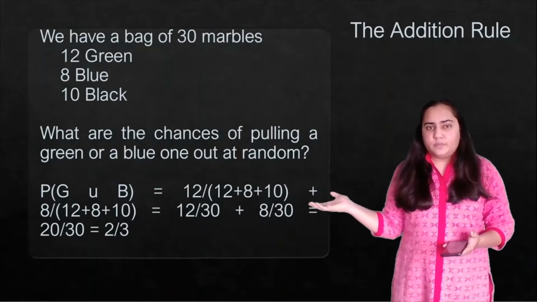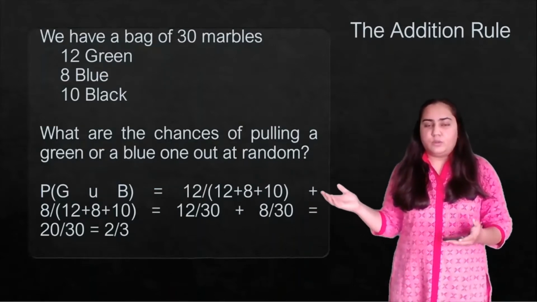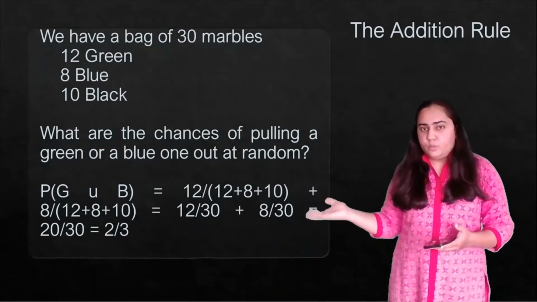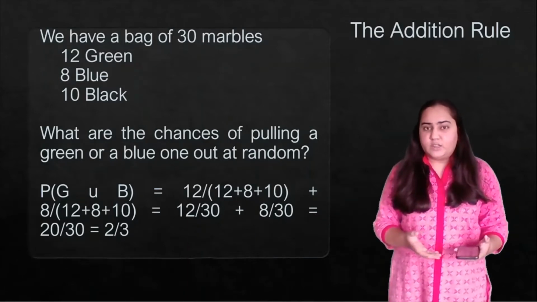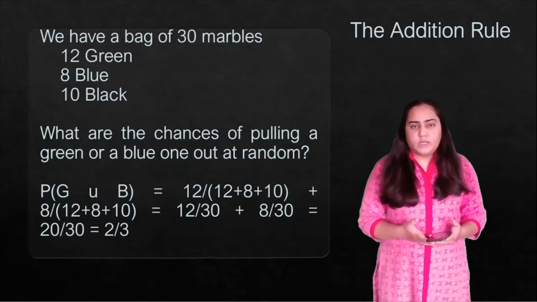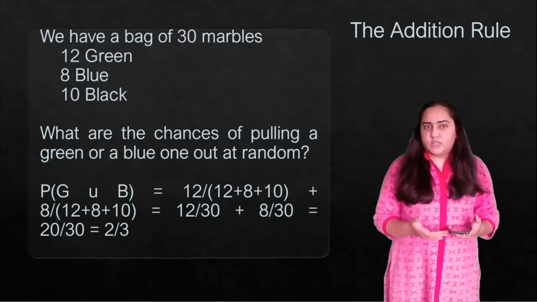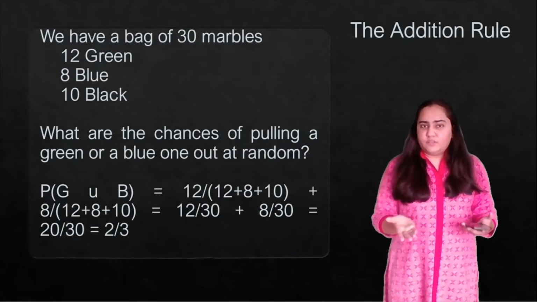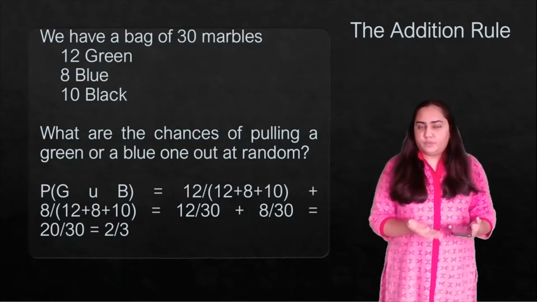And using this, probability of getting a green marble or a blue marble would be simply probability of getting a green marble plus probability of getting a blue marble. So what is the probability of getting green marbles? There are 12 green marbles and there are totally 30 marbles.